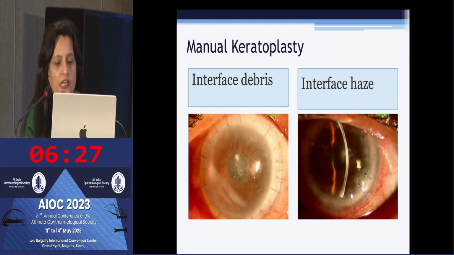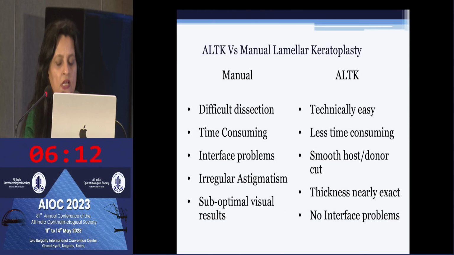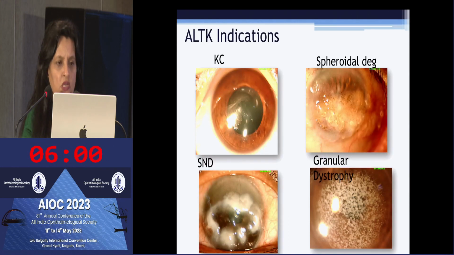So manual keratoplasty has a problem because of the irregularity of the surface, because you're doing a manual dissection, which can lead to interface haze, especially over a period of time. And this instrument has completely revolutionized the way we are doing our surgeries now. That is the microkeratome. When you use the microkeratome, it is technically easy, less time consuming. There's a smooth host and donor cornea cut, and thickness is nearly exact with no interface problems. So you can do this technique for all the cases.